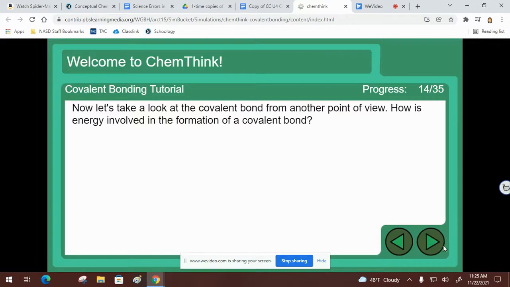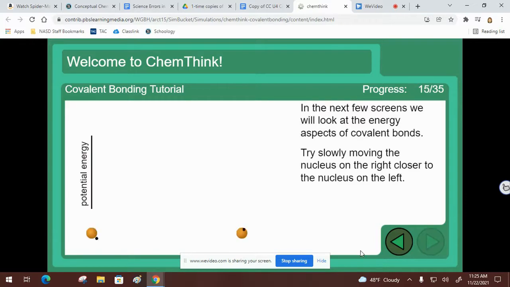Now let's look at the covalent bond from another point of view. How is energy involved in the formation of a covalent bond? I'm going to move the nucleus of one hydrogen atom slowly closer to the other. The closer they get, the potential energy goes down and down and down until they are a certain short distance apart. Then the energy spikes up really high if you try to get them closer. So the low point is when the atoms are close, but not too close, not touching. Answer the next question.